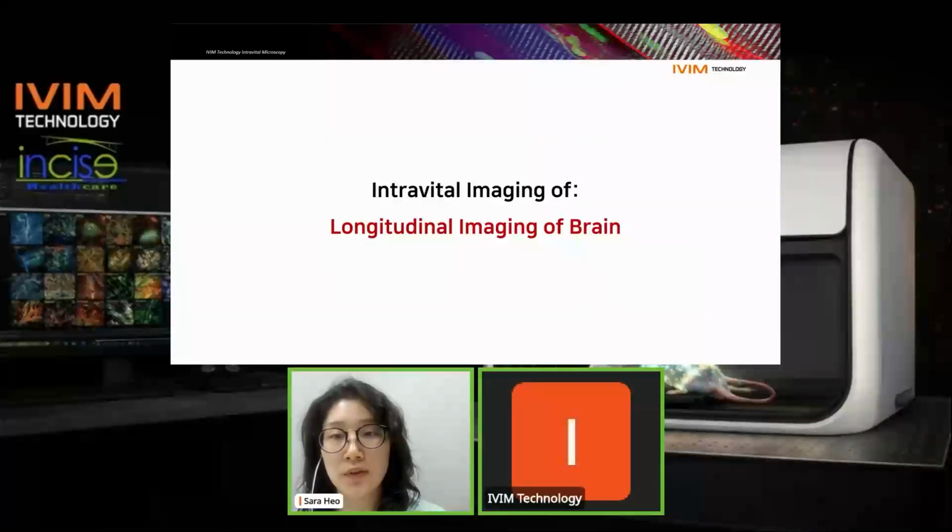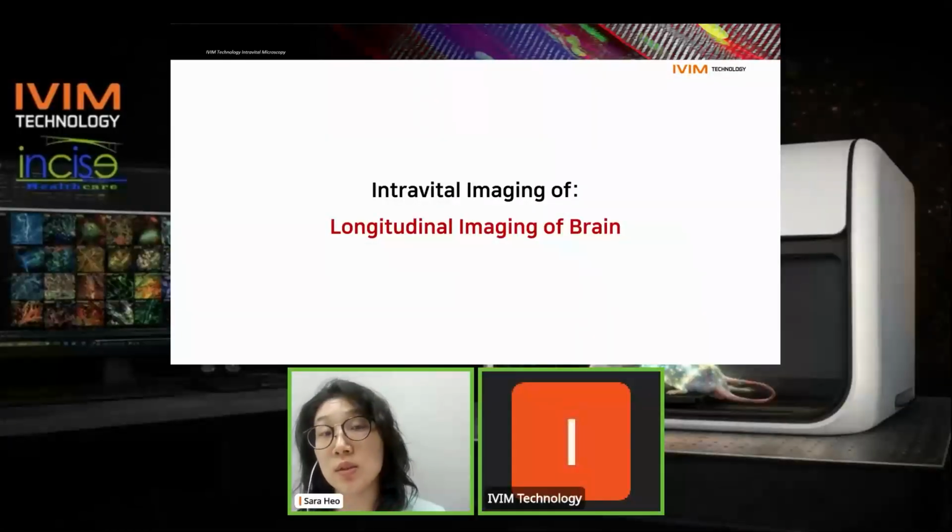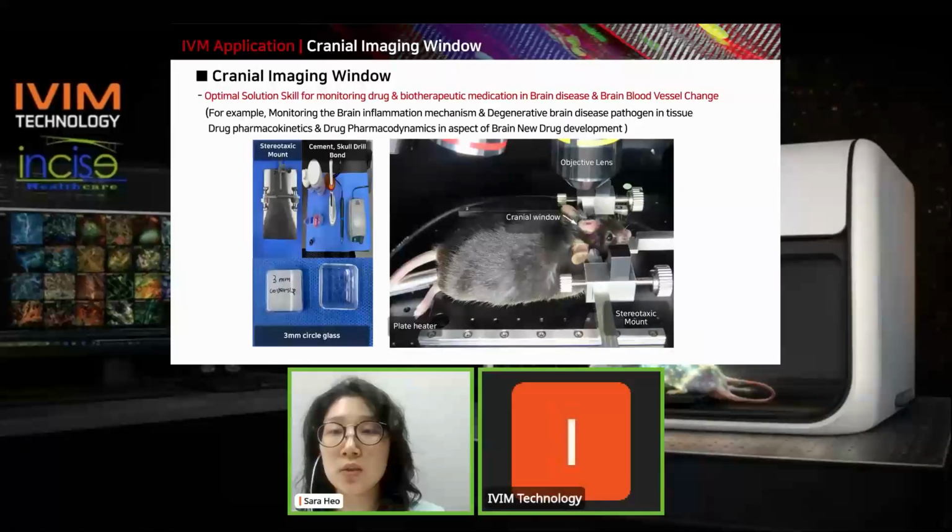And this is our final application, the longitudinal imaging of the brain. This is the cranial window with the equipment to be used. With the cranial window applied on a mouse, it can be used to monitor brain inflammation or drug pharmacokinetics in the brain for new drug development studies. This is how it looks under the microscope. Now I'll show you how this is prepared.